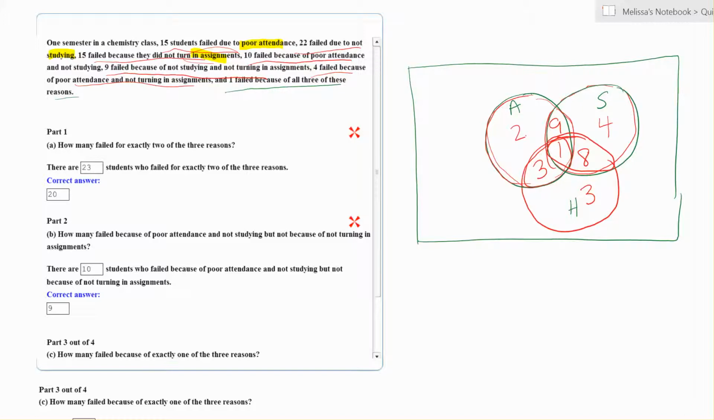Usually with surveys, you always have a number that goes out here, which means these are the students in the survey that didn't classify or fall into any of those. But this particular survey doesn't have any extra values or numbers there.